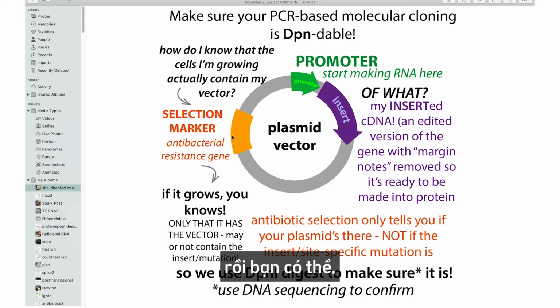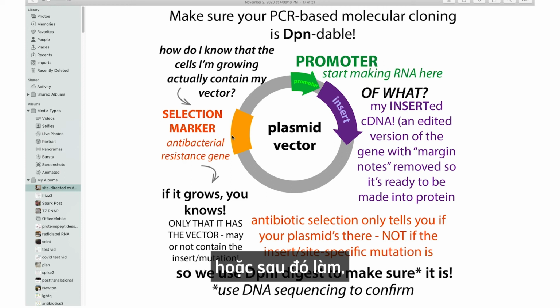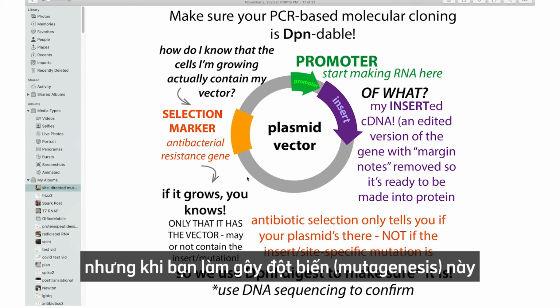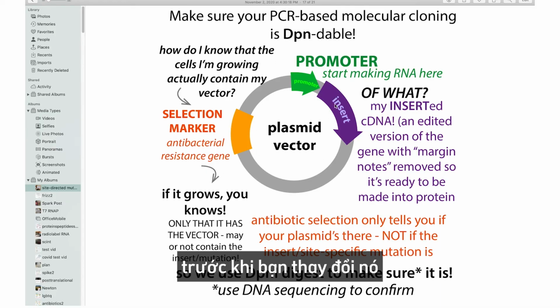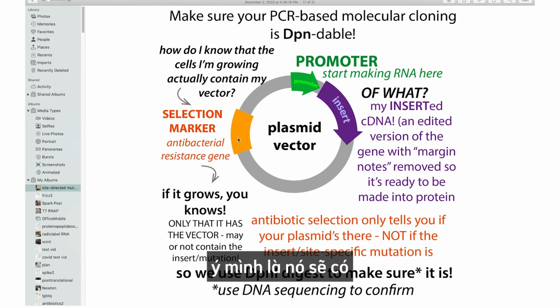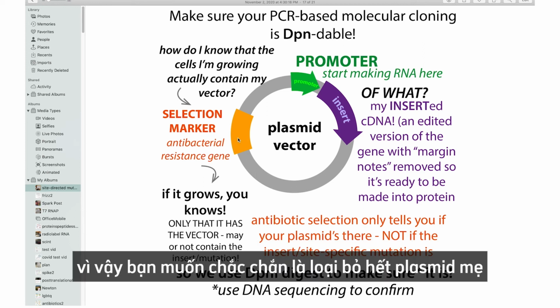Then you can check to see if it was actually the right sequence using an analytical digest, or by sending it for sequencing to make sure the spelling's all right. But when you're doing this mutagenesis, you're starting from the plasmid that was originally there before you changed it, so both the changed and the non-changed versions are going to have this resistance gene. If you just stick it into bacteria, the parent vector, the unchanged version, is still going to have the ability to grow, and it's going to have a growth advantage because it doesn't have to be healed. So you want to make sure that you remove any of that parent plasmid.